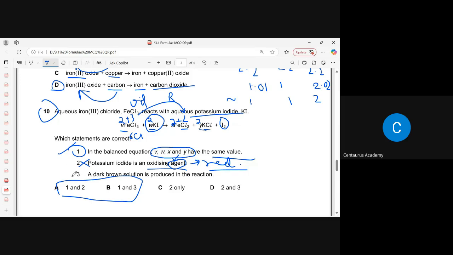Let's move on to the next statement. Now you already know that your answer is basically B, that is 1 and 3. If you're short of time, you can simply go with this option and move on to the next question. But when you are able to, just read the statement. A dark brown solution is produced in the reaction. Yes, this is correct. Why? Because iodine is produced. It is basically dark brown in solution form. It has distinctive color states. We will do this in halogens, okay? But for now, it has a dark brown solution when produced on the product side. So the correct answer in this case is going to be B.